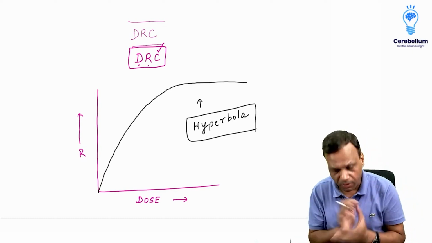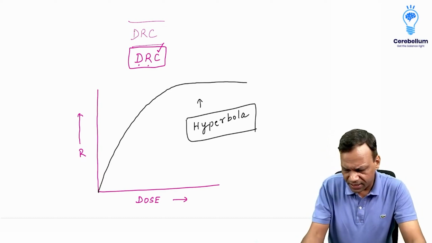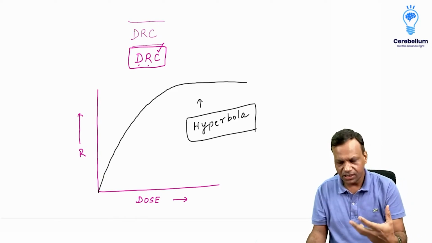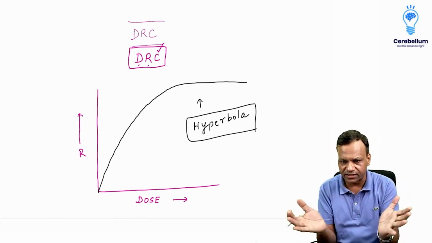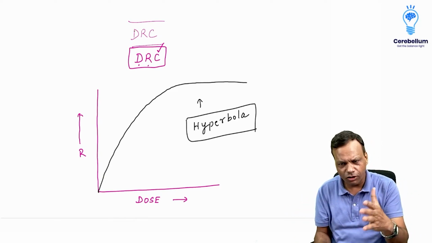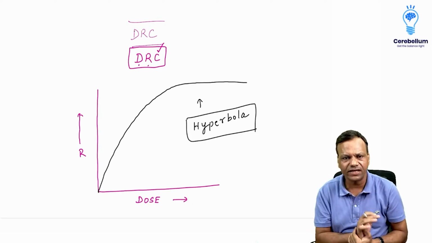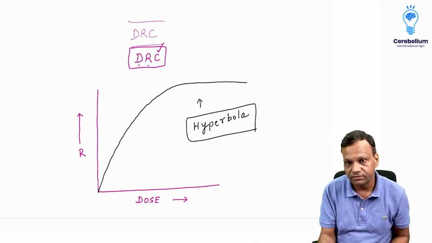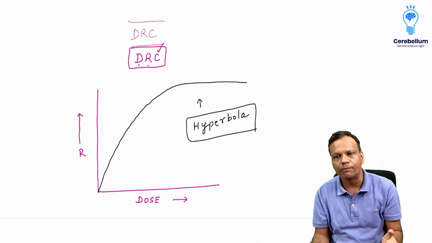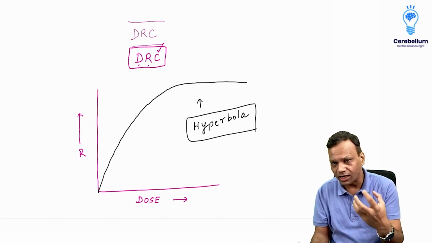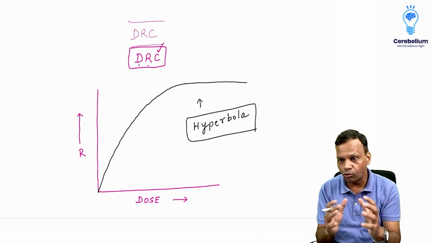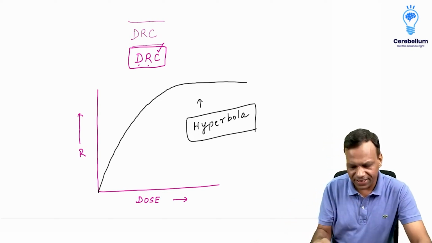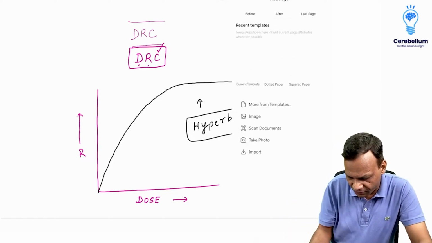But there is a problem with this curve. What is the problem? It is not a straight line. If we want to compare different drugs, we want straight lines, because straight lines can be easily compared, but this is a curved line. Curved lines are difficult to compare. So what do we want? We want a straight line. How to make it a straight line? We do a little modification.